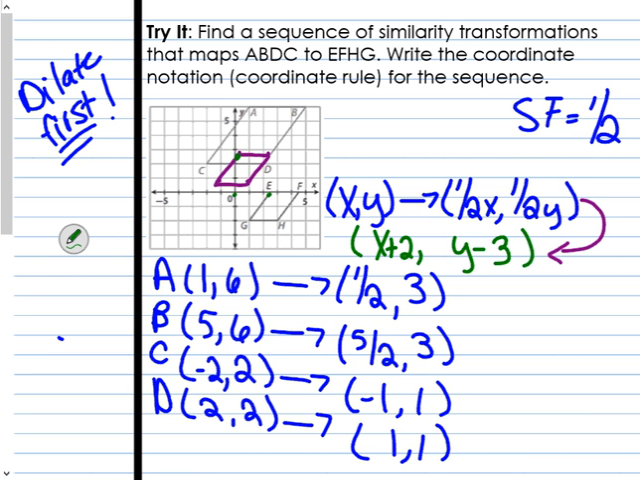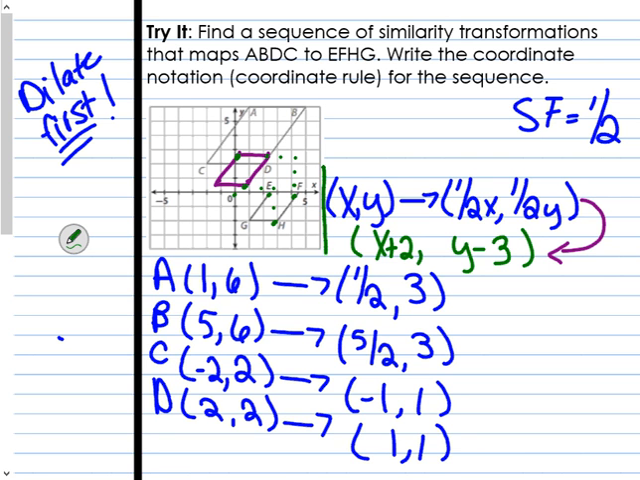So if I move every point to the right 2 and down 3, it should map to E, F, G, H. So starting right here, 1, 2, down 1, 2, 3. Sure enough, landed right here. Starting right here to the right 2, 1, 2, down 1, 2, 3, and so on. And if you repeat that it maps right where it needs to be.